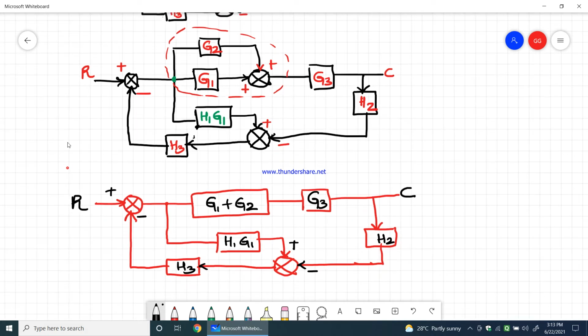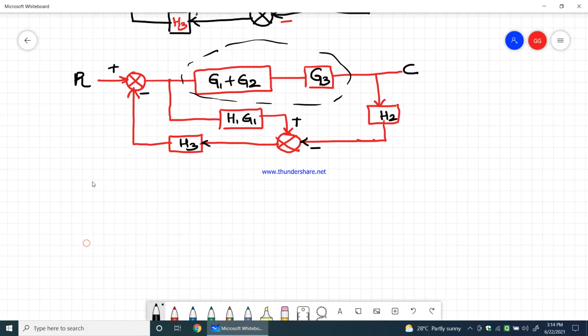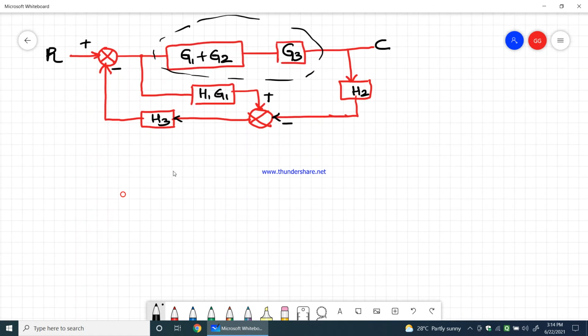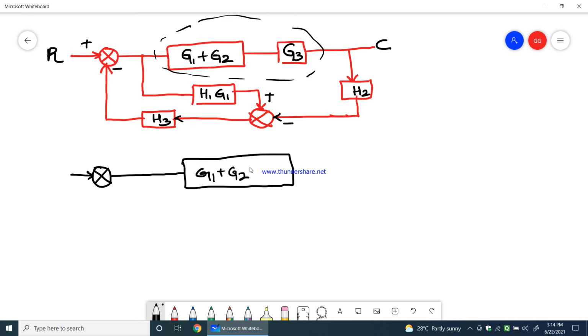Now what is the next step? If you see here, these both are in series, so you can multiply both. So therefore the next block would be, so these both get multiplied, which is G1 plus G2 multiplied by G3.